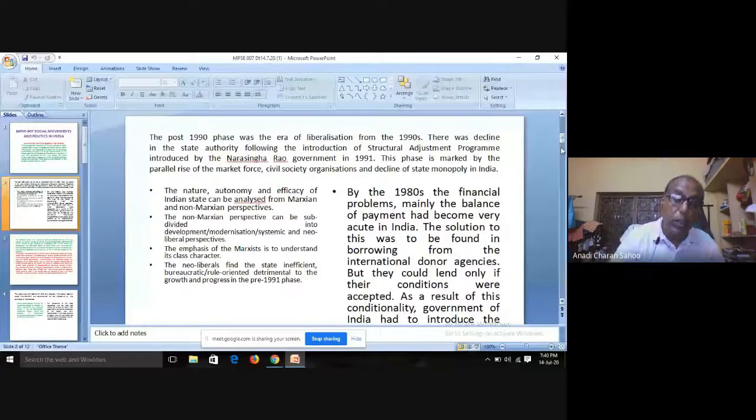Decline of state authority, rise of market force, and rise of civil society organizations. It was the nature of globalization. Nature of globalization: decline of state authority and the rise of market force and the rise of civil society organizations. The nature, autonomy, and efficacy of Indian state can be analyzed from a Marxian and a non-Marxian perspective.